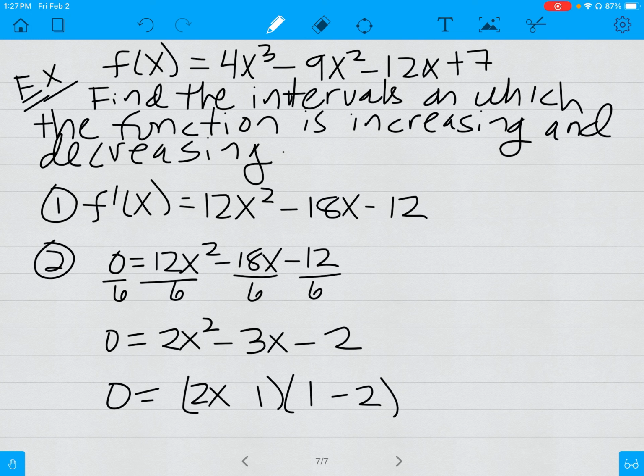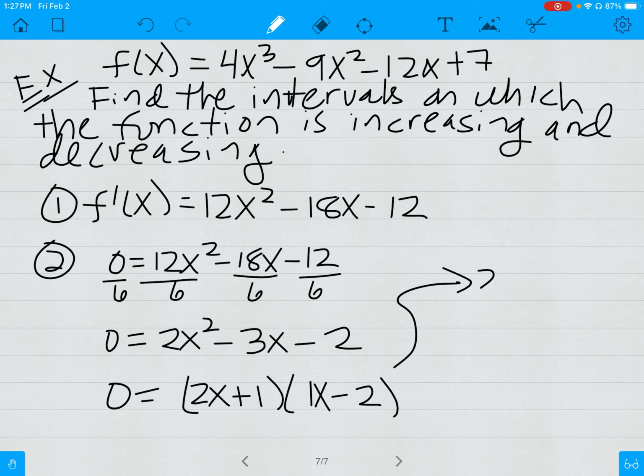Let's see. I think we're looking at this. Let me just double check that. So firsts would give me 2x squared. Outers is going to be negative 4x. Inners is plus 1x, so that gives me negative 3x. And the last is negative 2. Yes. Okay, so those are our factors.